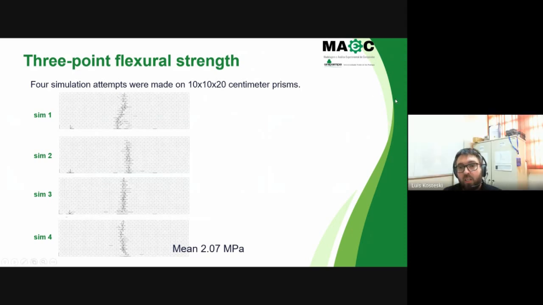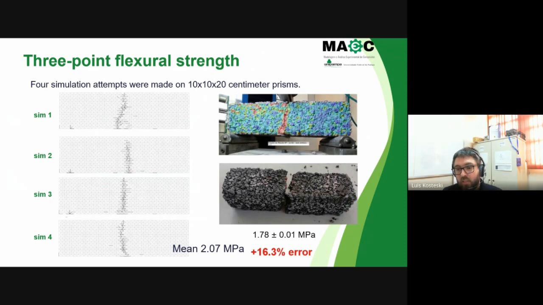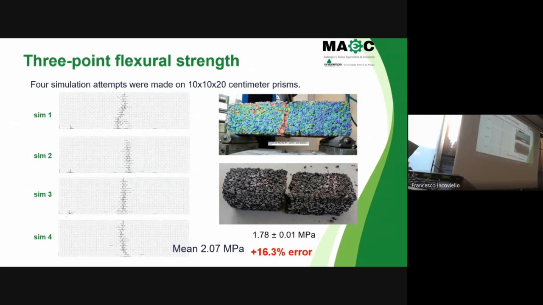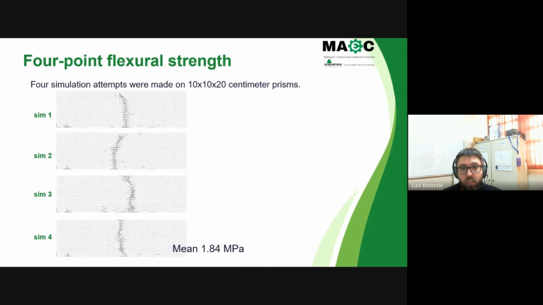The 3-point flexural strength. We also did 4 simulations here, and our mean value is 2 MPa, and the experimental one was 1.78. We have a little more expressive error here, but the crack propagation, the crack failure, is also similar to what we found experimentally. The last simulation was the 4-point flexural strength. Here are our 4 simulations, and the mean value that we found for the strength is 1.84.